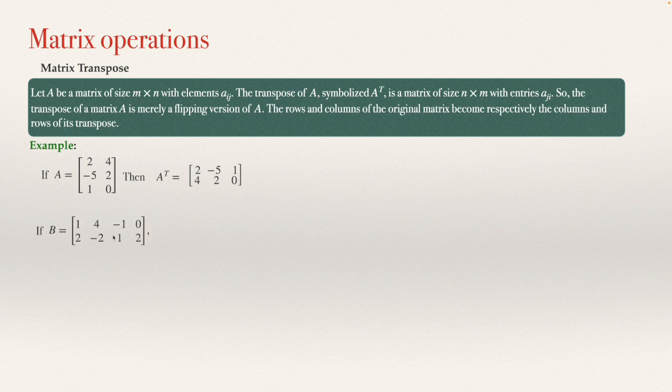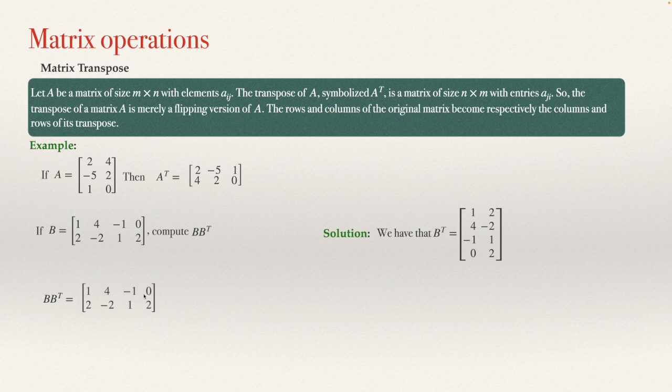If B is this, and assume that we want to compute B transpose. B transpose, of course, will be flipping this: the matrix that has as first column 1, 4, -1, 0, and the second column will be 2, -2, 1, 2. So 2, -2, 1, and 2. Close the bracket, and this will be the matrix BT. So the multiplication of these two matrices will be this, BBT. It will be 1, 4, -1, 0, and 2, -2, 1, 2.